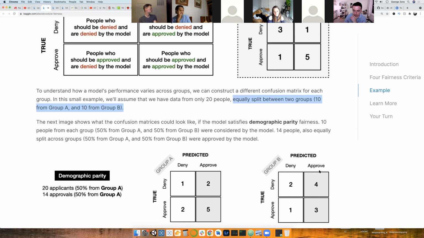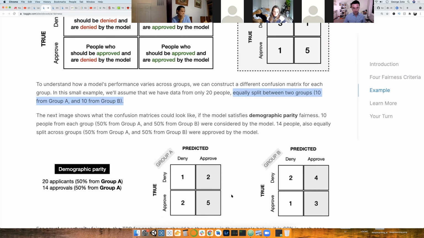And for Group B, we have 4 plus 3, 7 people. So we have 14 people overall that are being approved, and 7 and 7, they're split equally between Group A and Group B. If for whatever reason we're approving more people in Group A versus Group B, we wouldn't have demographic parity, basically. It wouldn't be fair in this demographic parity metric.